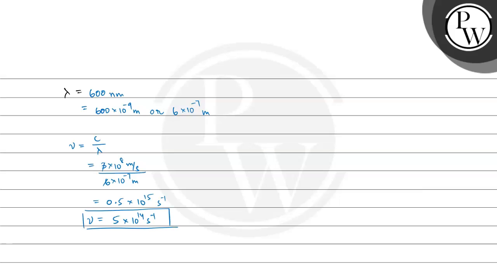Now this frequency is less than the threshold frequency, that is equal to 7 into 10 to the power 14 second inverse. And as we know that if frequency is less than the threshold frequency, then there will be no ejection of electrons. Alright, so since यहाँ पर ये जो frequency है वो threshold frequency से कम है, इसीलिए कोई भी इलेक्ट्रॉन इजेक्ट नहीं होगी.